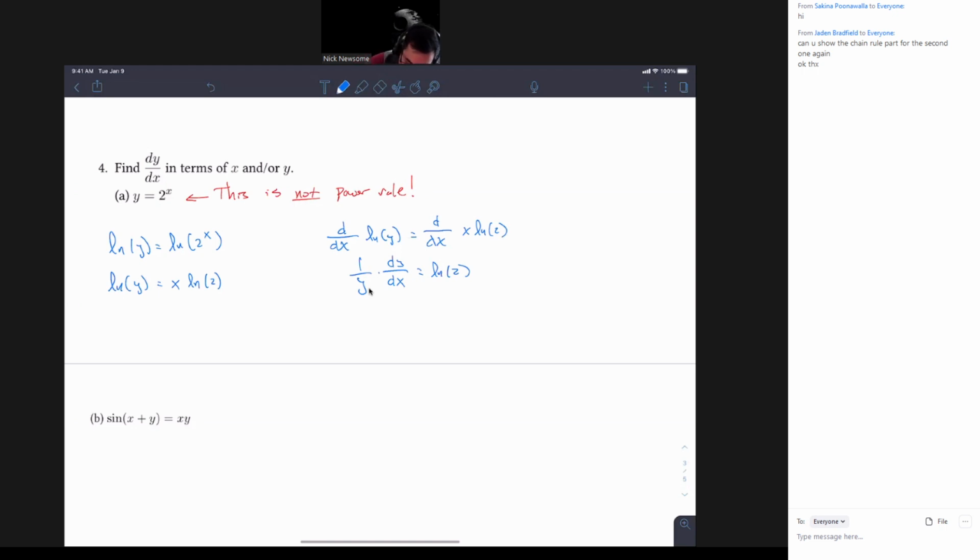I want to solve for dy dx because that's what the problem is asking for. So it's going to be multiplied by y on both sides. I'm going to get a y times natural log of 2. But hey, I know what y is. It's 2 to the x.